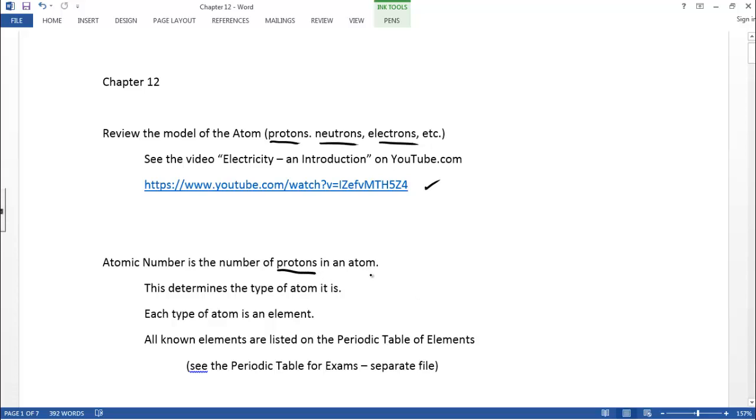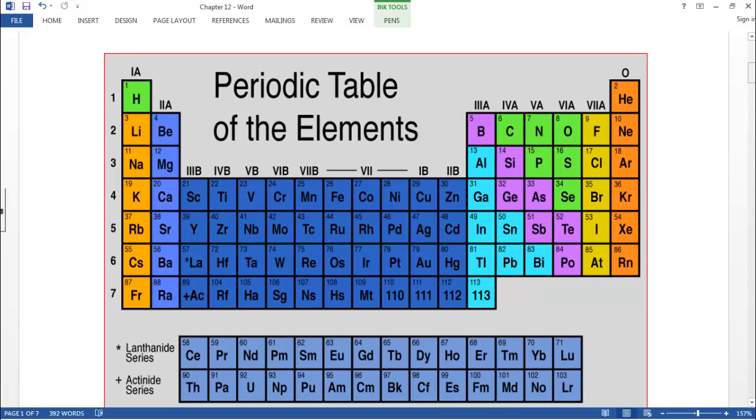Okay, in a little bit more detail, it turns out that the number of protons in an atom is really what determines the type of atom that you have. Each type of atom is called an element, and all the known elements are listed on the periodic table of elements. So here's a simple periodic table, and all the atoms that only have one proton are called hydrogen.